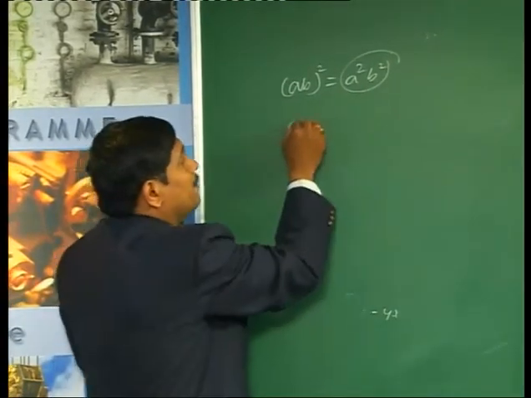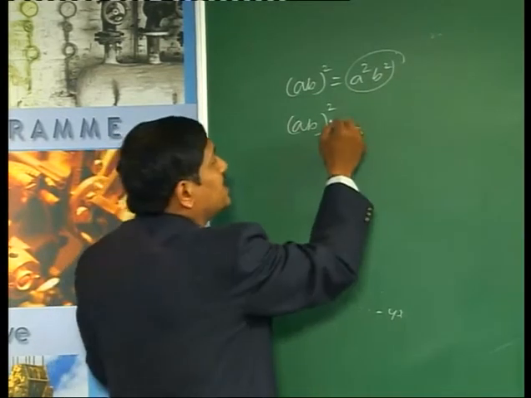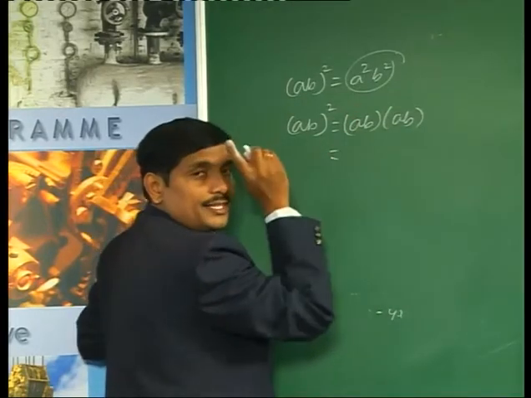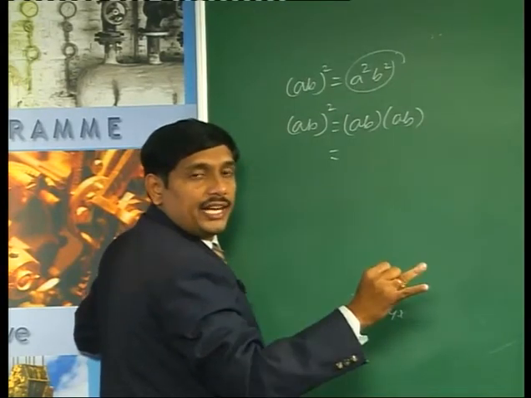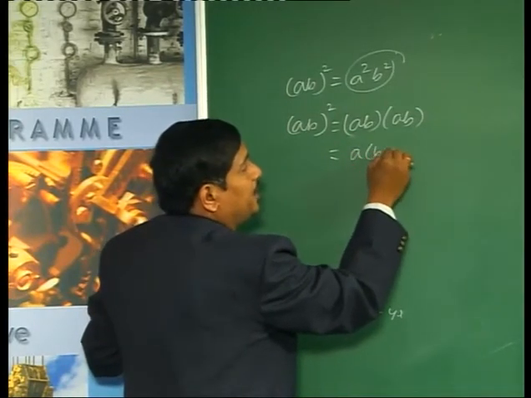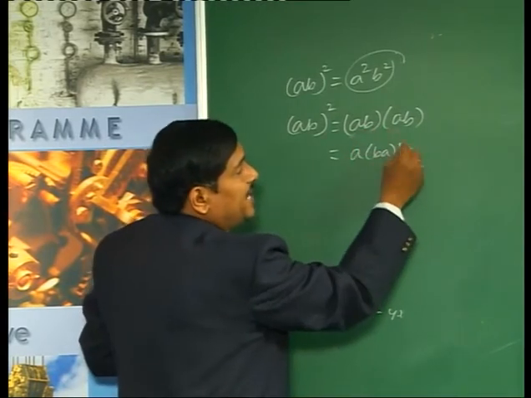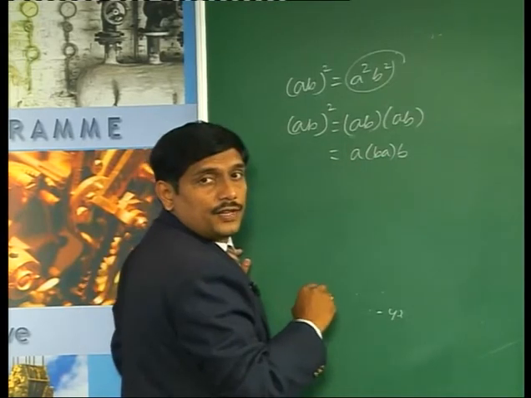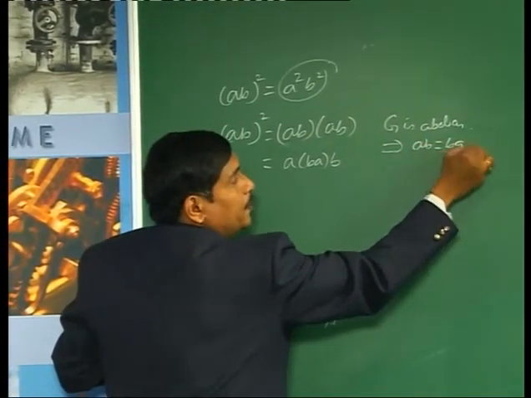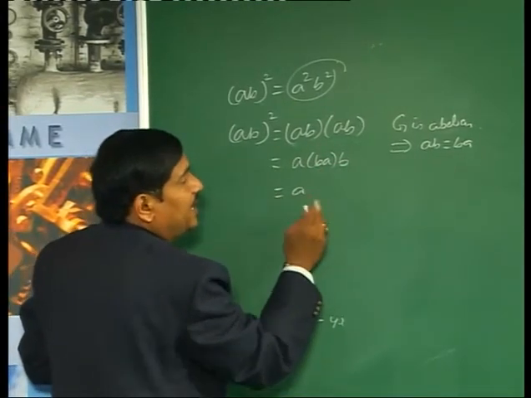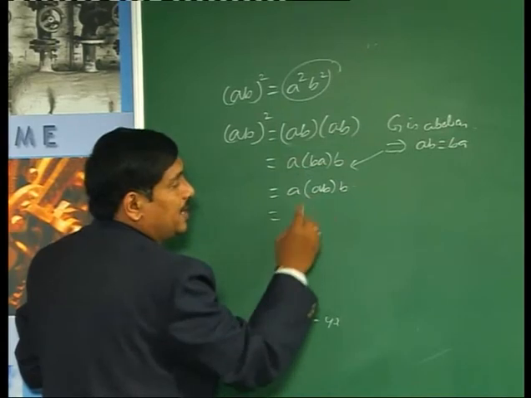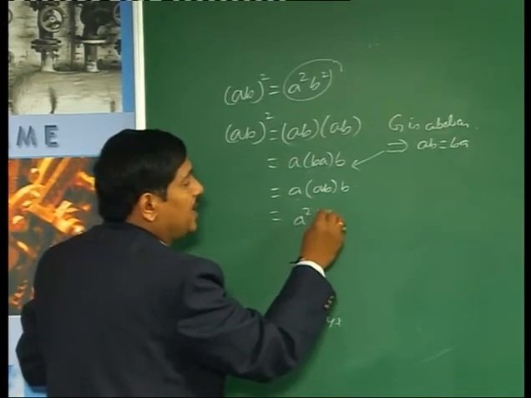First I will start with this: (AB)² can be written as AB into AB. You know that x² can be written as x into x. Then because it is already a group, it satisfies closure, associative, inverse and also identity. Then if we change this using the associative condition, A times BA into B. First we assume that G is abelian, which means AB is equal to BA. Here we use that property. This can be written as A times AB into B, by the abelian property. Then this becomes A² into, again by associativity, A² into B².